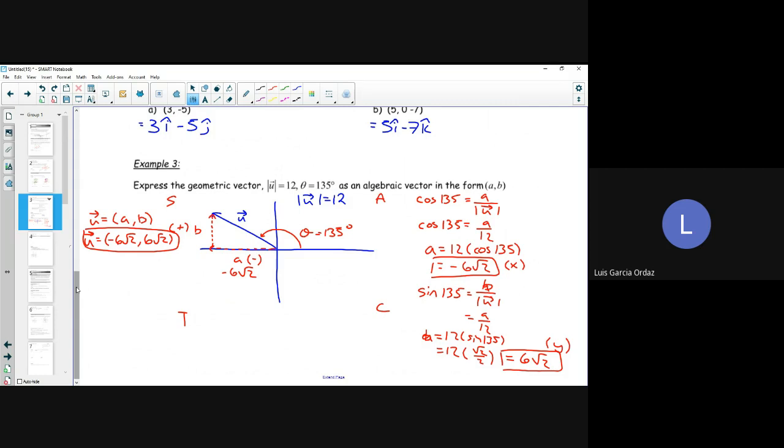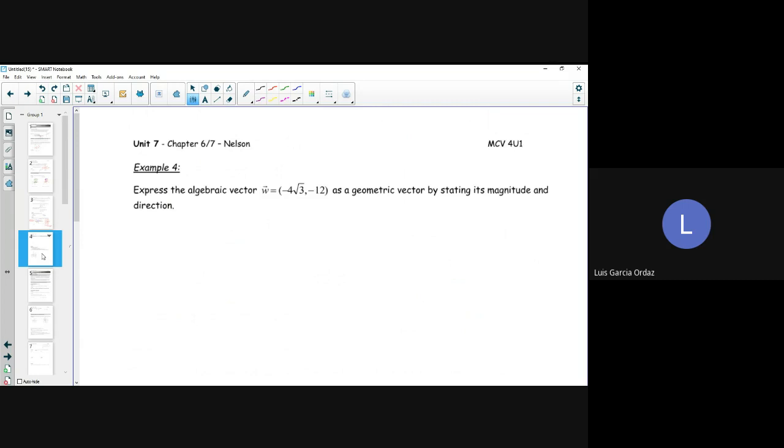Okay, so now let's try another one. I want to express the algebraic vector W, the resultant, which is (negative 4 root 3, negative 12), as a geometric vector by stating its magnitude and direction. So if I were to draw this resultant out, in which quadrant is it going to land? Negative 4 root 3 and negative 12. What quadrant will it land in? 1, 2, 3, or 4?